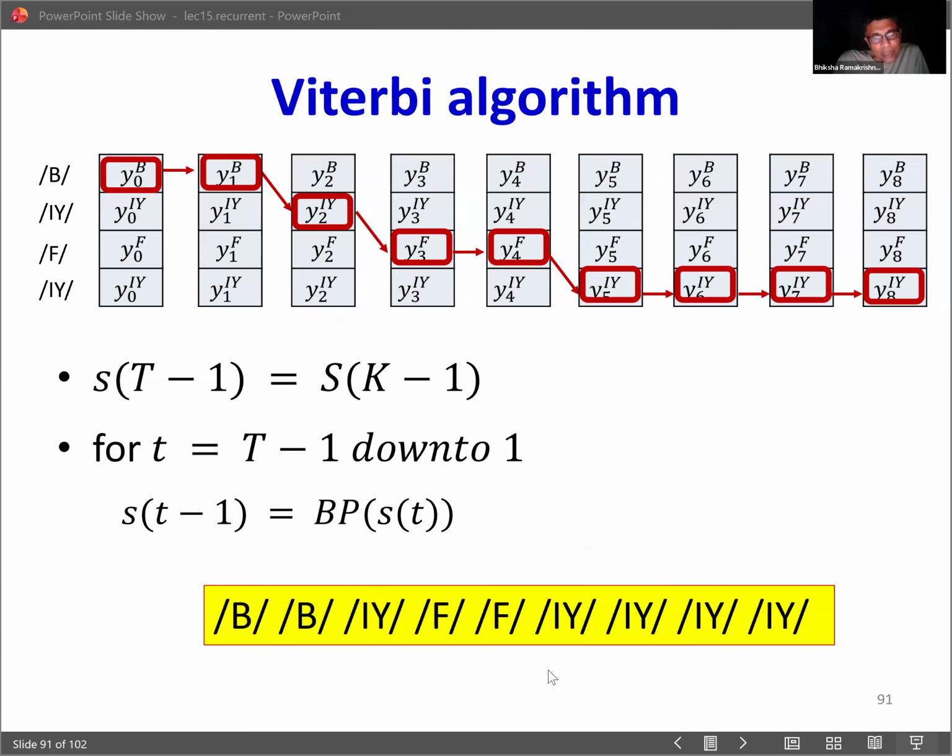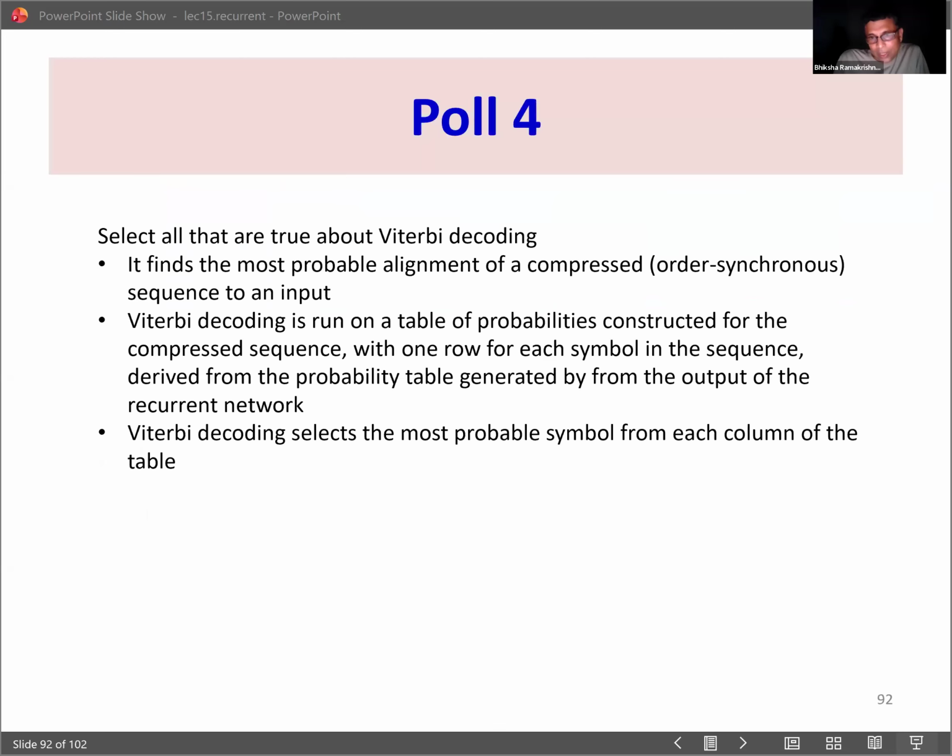And so this is going to give you the most likely overall alignment of this compressed sequence to the input. That makes sense? Yes or no? Okay, very easy, right? And so here is your, we call this Viterbi decoding for historic reasons.